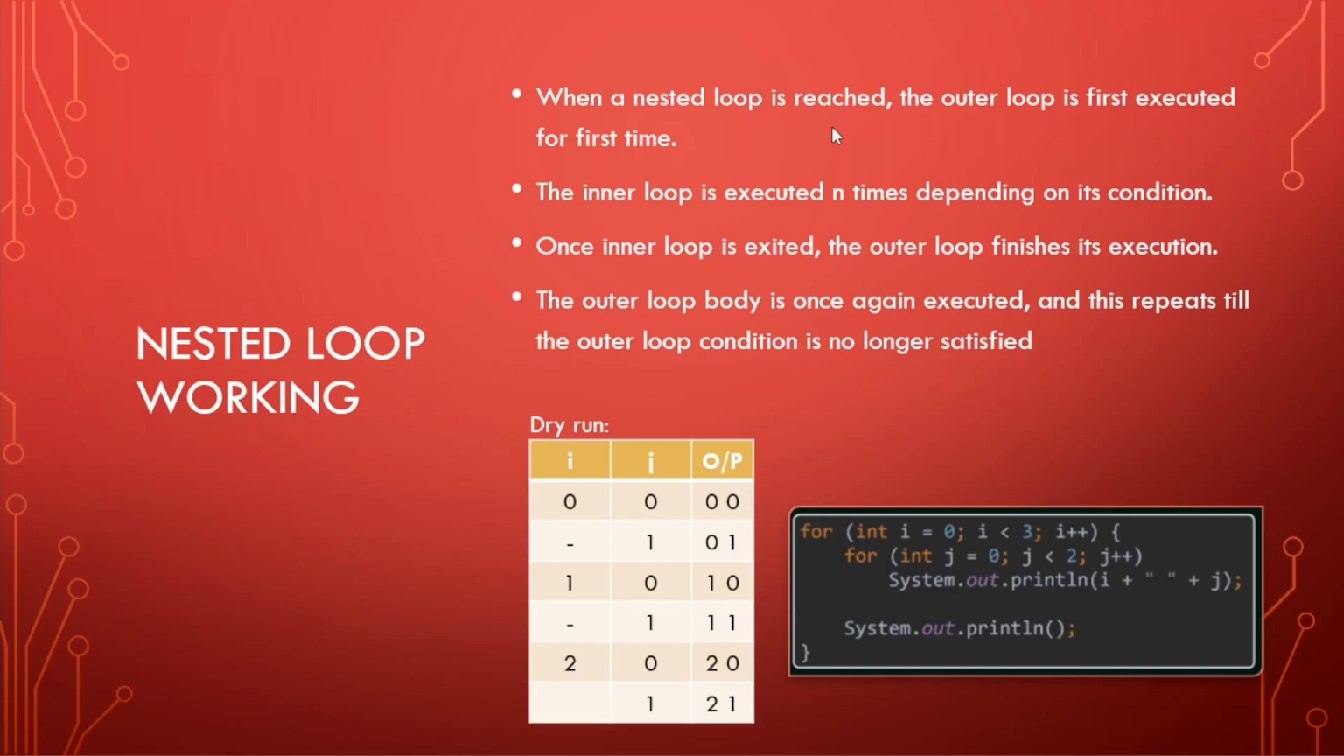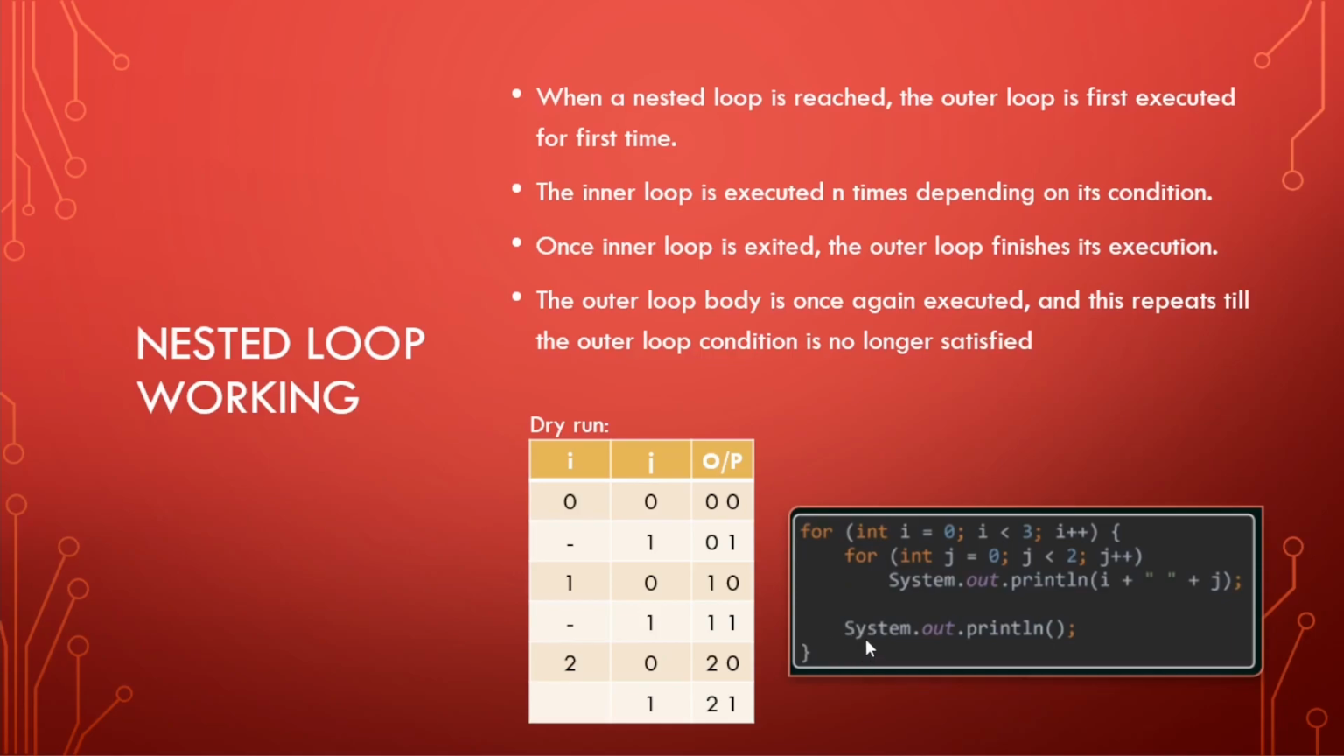So the outer loop, as we can see over here, the one with the variable i, is executed for the first time. And once this happens, the inner loop is executed n times. So however many times it repeats, depending on the conditional statement, the initialization and the update statement, it will run that many times. And only once the inner loop is exited will the outer loop continue.